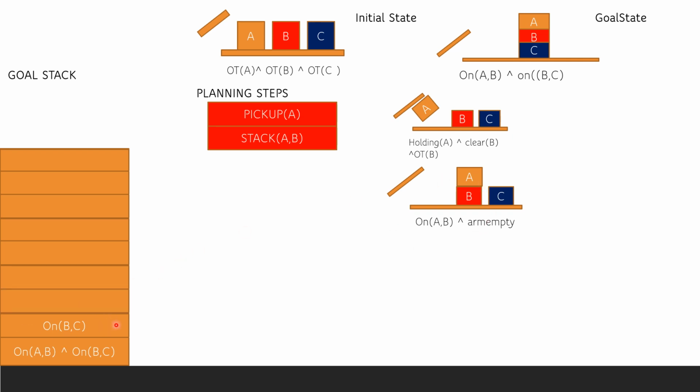Let us check for on B C. Is on B C satisfied in the current state space? No. So in order to achieve on B C, we require stack B C. Stack B C again has a certain set of preconditions which must be satisfied.